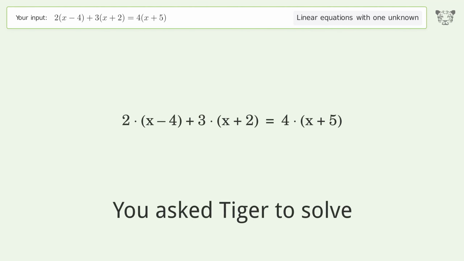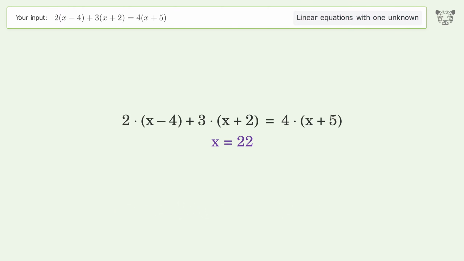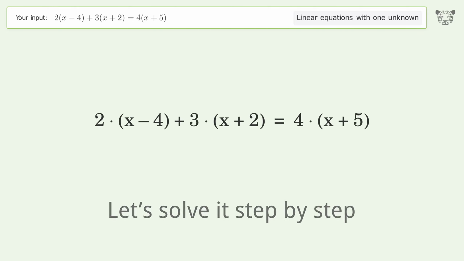You ask Tiger to solve this. This deals with linear equations with one unknown. The final result is x equals 22. Let's solve it step by step.